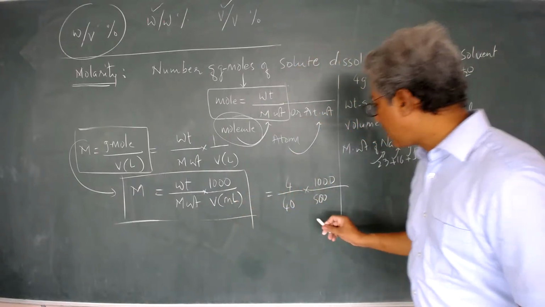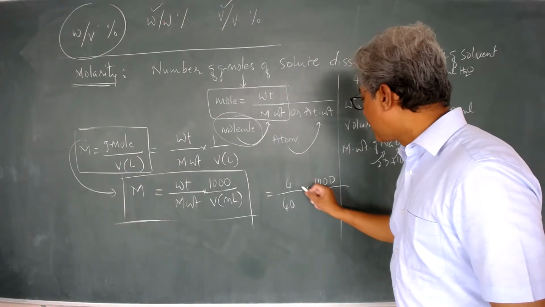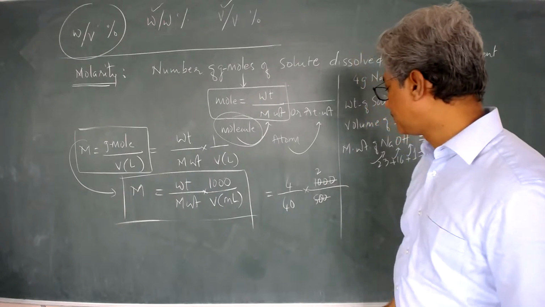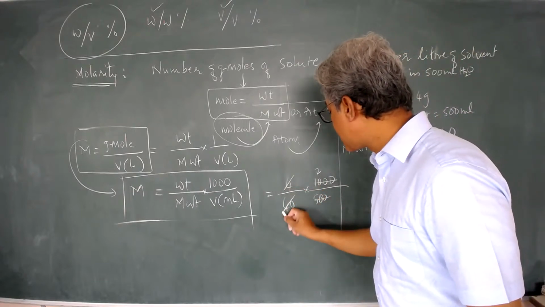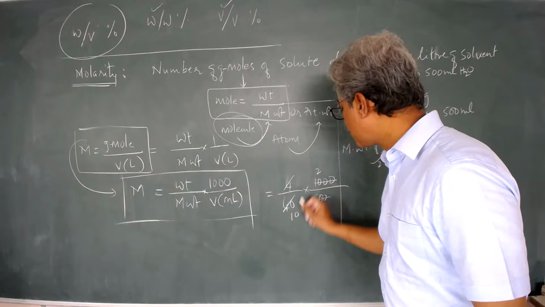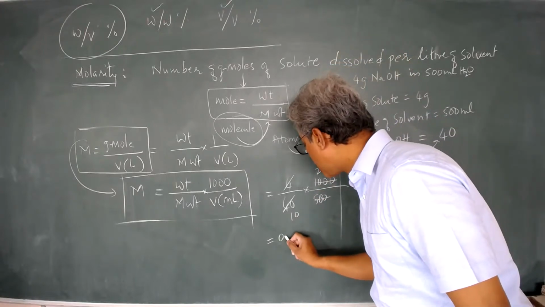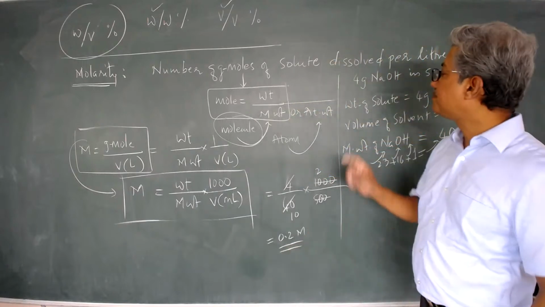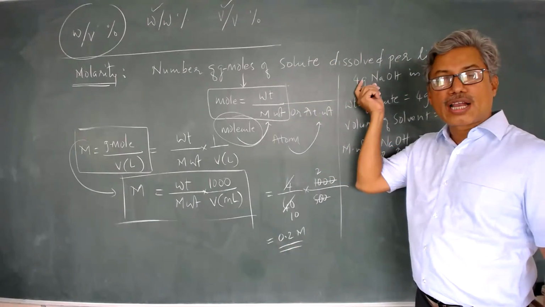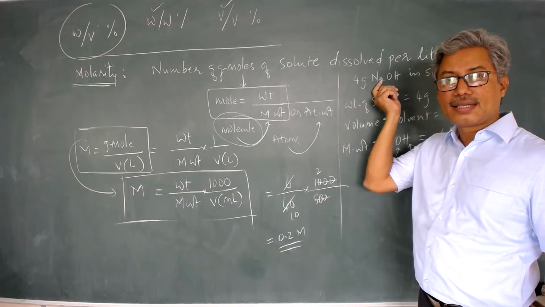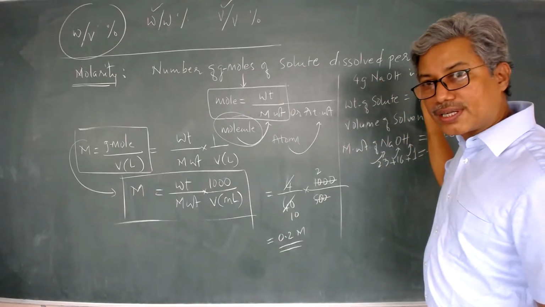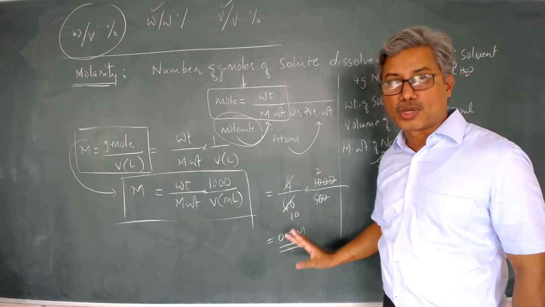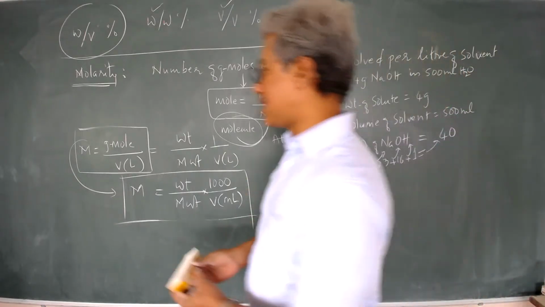Clear? Okay. Then how much is it? This is 2, this is 10, so it is 2 by 10. It means that it is 0.2 molar. So when you dissolve 4 gram of sodium hydroxide in 500 ml of water, the molarity of the solution obtained is 0.2 molar. Clear? Let us take another example.